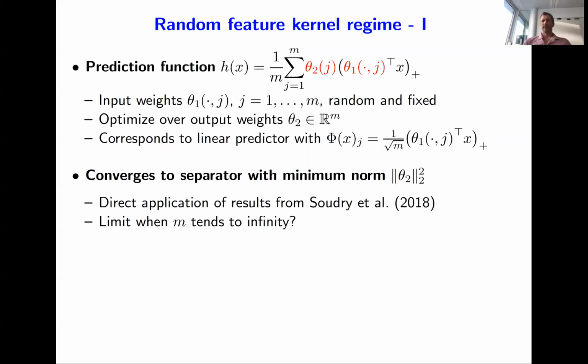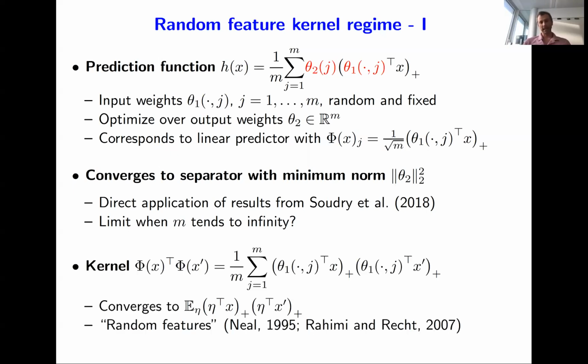So this has to be linked with kernel methods, and this is indeed linked with kernel methods. If you look at the feature vectors and compute the dot product between phi of x and phi of x prime, you get a very nice average like this, an average of those functions. When m goes to infinity, the kernel goes to the expectation over the randomness of theta 1, which is this. Eta is typically uniform on the sphere, or Gaussian if you want.